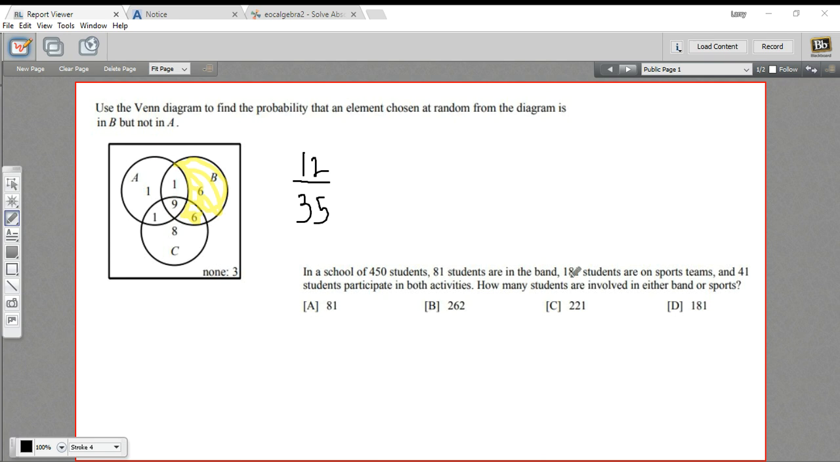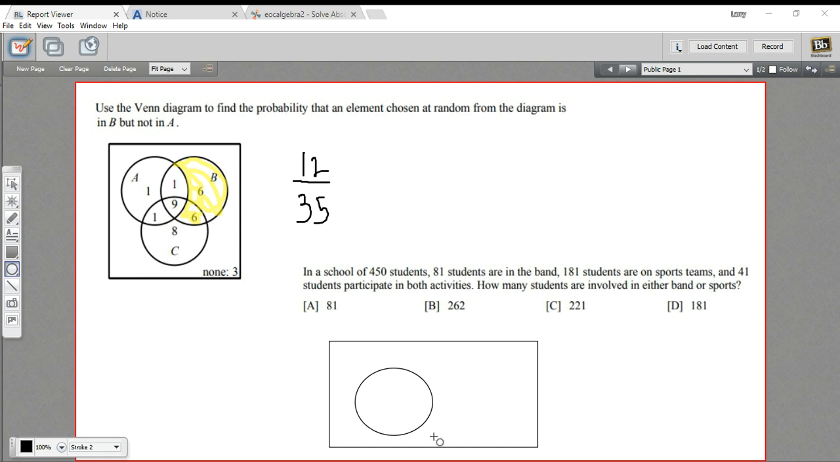All right, let's try another one. This one is a word problem, and we really need to make a diagram to make this make sense. So let's see if we can try that. It says in a school of 450 students. So here's the school, that's the whole shebang. 81 students are in band, and 181 are on the sports team, and 41 are in both. So there's some overlap. Okay. So we're going to call this band and this sports. We've got 81 in band, but 41 are in both. So I'm going to put the 41 in here.